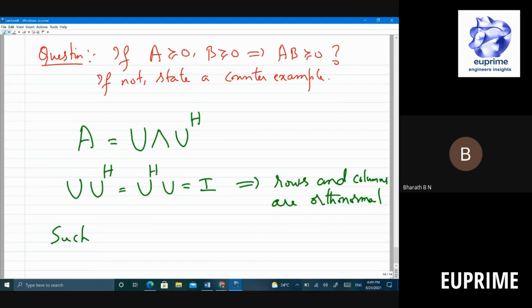So what is Hermitian? Remember, orthogonality of complex vectors is not V transpose V, it's V Hermitian V. Sorry, V1 Hermitian V2 is 0, that means V1 and V2 are orthogonal. It's not V1 transpose V2. Such matrices are called unitary matrices. Okay, now let's see what is the implication of this.